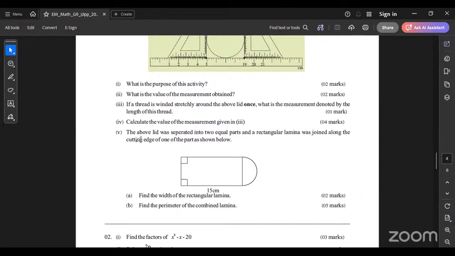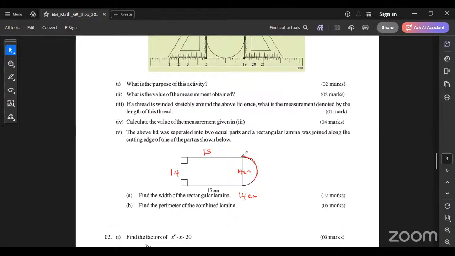Then the lid was separated into two equal parts and a rectangular lamina was joined along the cutting edge of one of the parts shown below. The lid was separated into two equal parts, right? So find the width of the rectangular lamina. This is 14 centimeter. So width, right? And the perimeter of the combined lamina. This is 15 and here 14.